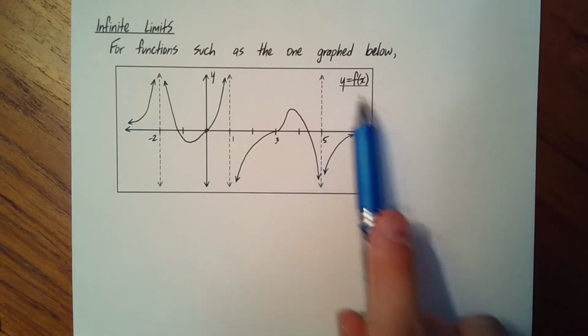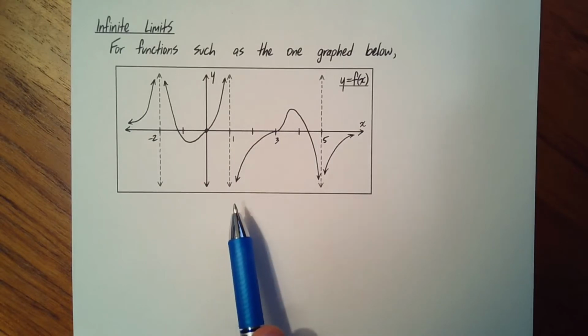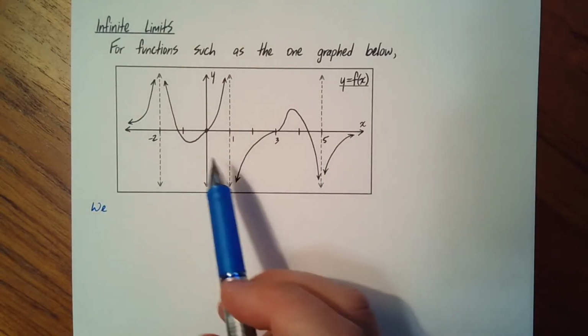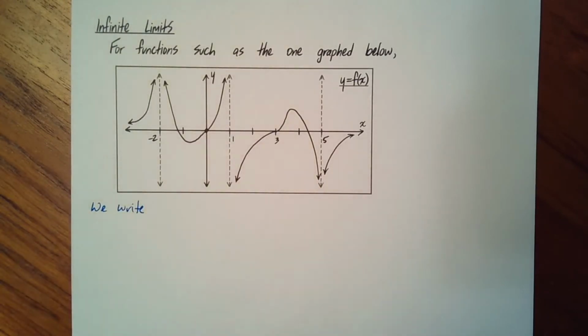We don't know the exact rule that defines f, but we at least have a graph of it, at least for some portion of x values. And we can see that there's a few vertical asymptotes. So basically my goal here is just to show you how you can use limit notation to describe the behavior of the function near the asymptotes. So this is what you would typically write in this case.